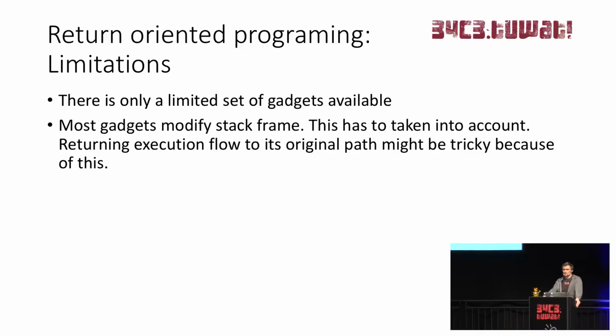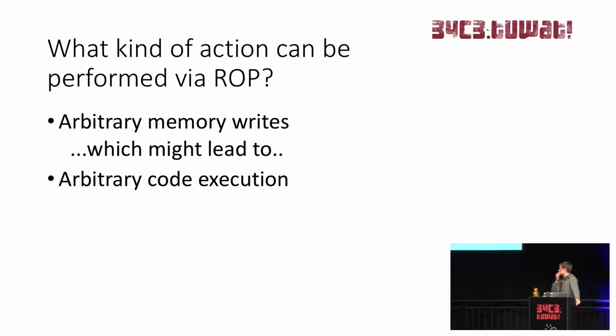The second major problem is that gadgets, because most of them are function epilogues, modify the stack frame, since they delete the local variables before they jump back to the parent function. You have to account for that because this might crash the process you're exploiting. ROP chains can basically be forced to do anything, but most of the time we do arbitrary memory writes, and this actually might lead to arbitrary code execution.